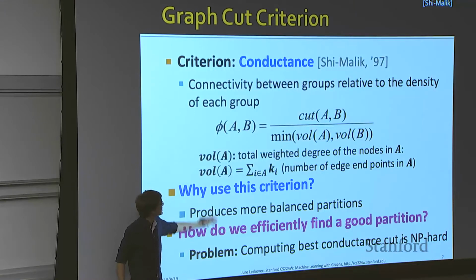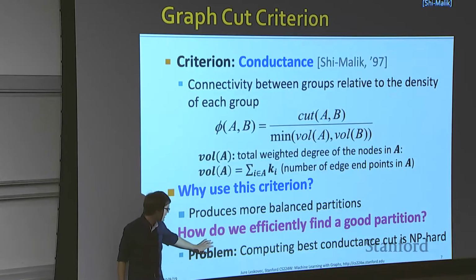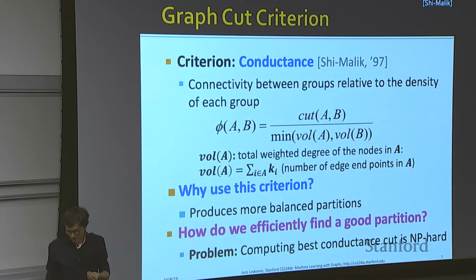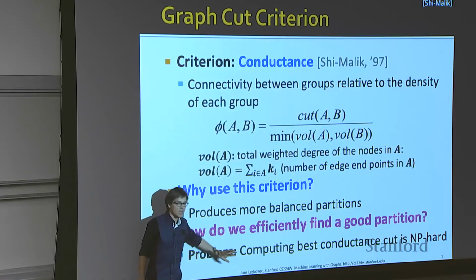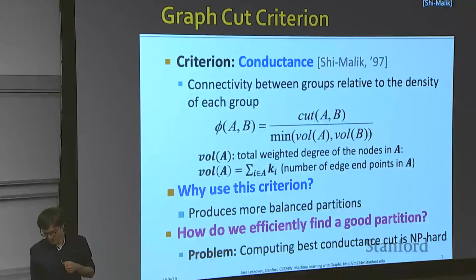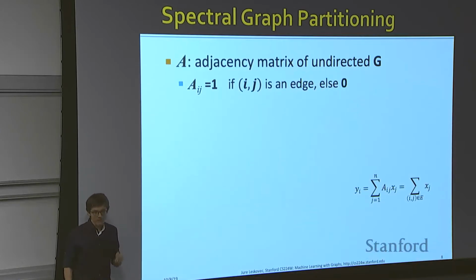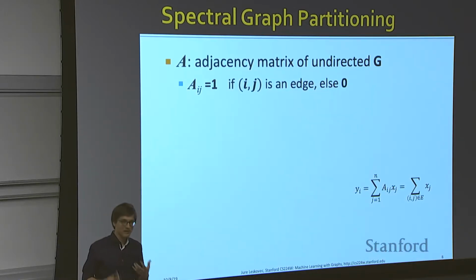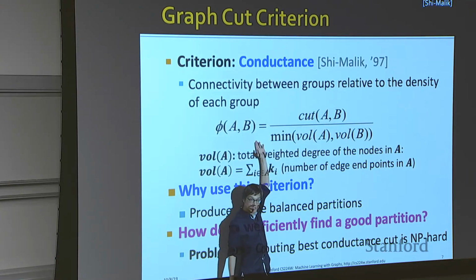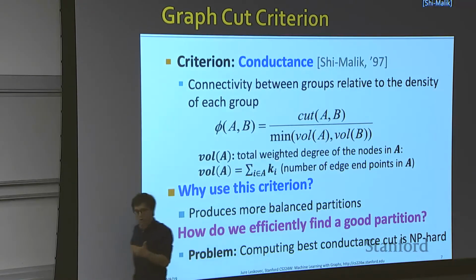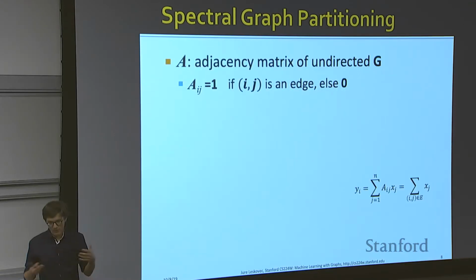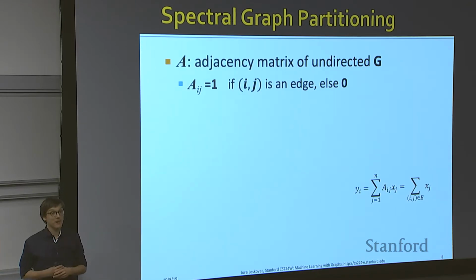And now the question is, if this is the criterion I want to optimize, how do I find a good cut? And the problem is that computing this best conductance cut is NP-hard. And there is a very cute proof that you can do to see this. So what we will do now is talk about spectral graph partitioning, which gives us an approximation guarantee for trying to find the cut that optimizes conductance. So that's why we will talk now about spectral graph partitioning.